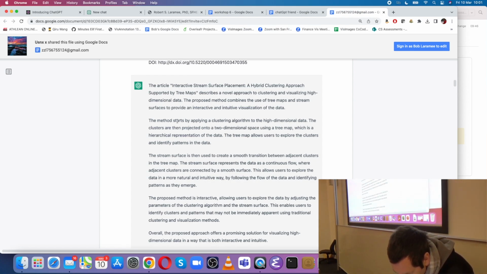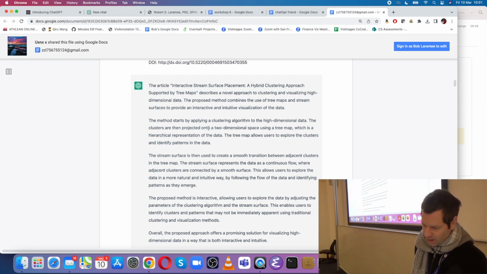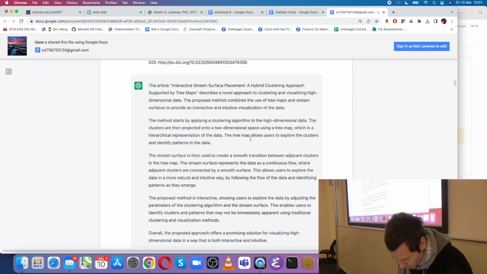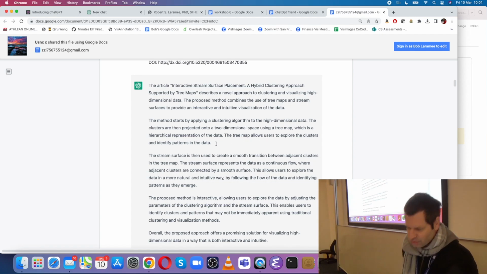The method starts by applying clustering to the height... Okay, to the vector field data would be better. The clusters are then projected on a two-dimensional space using... Okay, that's actually not true. The clusters are then projected onto a two-dimensional space using a tree map, which is a hierarchical representation. I would say the clusters are then represented in a two-dimensional space. If those words were changed, it would be really good. The tree map allows the users to explore the clusters and identify patterns in the data. That's true, that part.